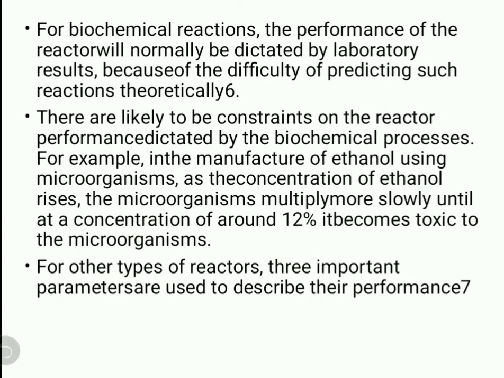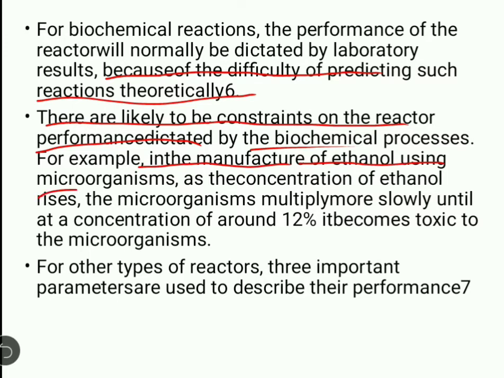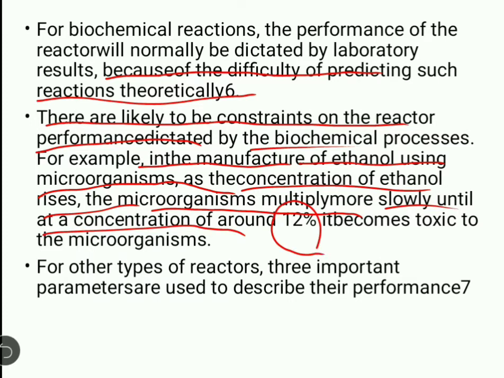Now the second type is the biochemical reactions. In this, the performance of the reactor will normally be dictated by laboratory results. Because of the difficulty of predicting such reactions theoretically, there are likely to be constraints on the reactor performance from the biochemical process. In this manufacturing example, the manufacturing of ethanol using microorganisms, as the concentration of ethanol rises, the microorganisms multiply more slowly, until at a concentration around 12% it becomes toxic for the microorganisms. So these are the decisions we can make for a biochemical reaction.